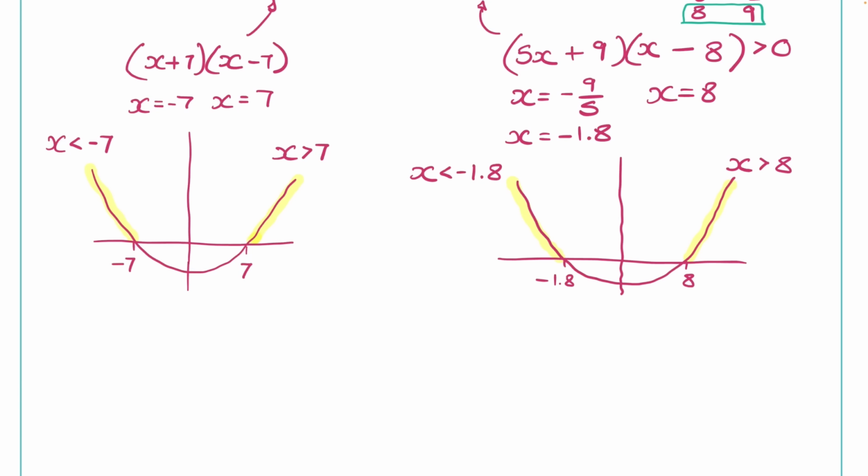However, because of the first inequality that said x is going to have to be less than negative 7, well, the numbers between negative 1.8 and negative 7 will only satisfy this inequality on the right. It won't satisfy both. So because of that, x has got to be less than negative 7 works for both of them. So that's one of our solutions.